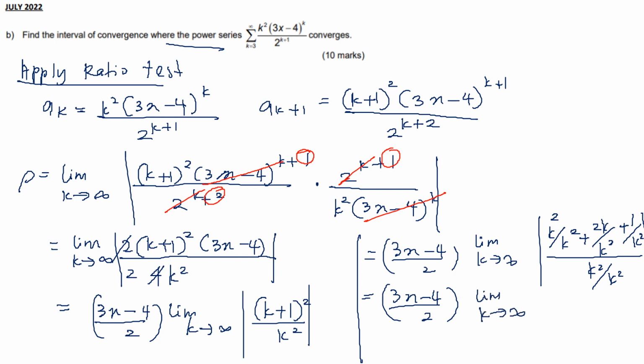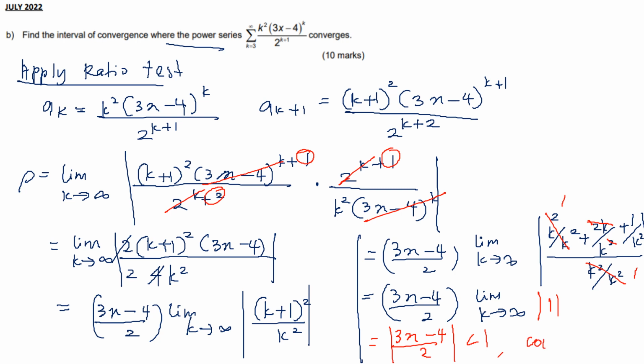As you simplify, you will get 1, then 2 over k, 1 over k squared. This one is 1, so the answer would be 1 here. So |3x minus 4 over 2| is less than 1. So now we continue to solve for the interval of convergence.